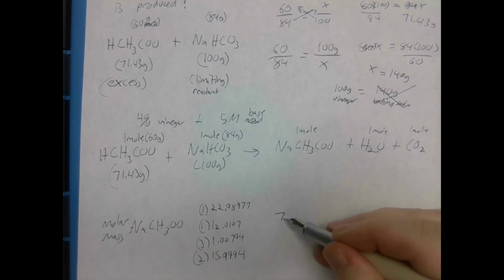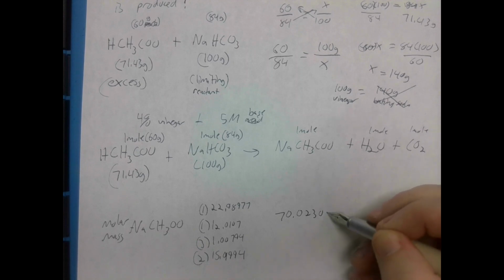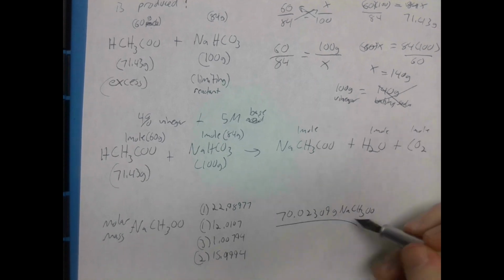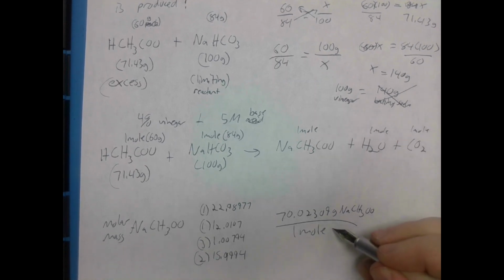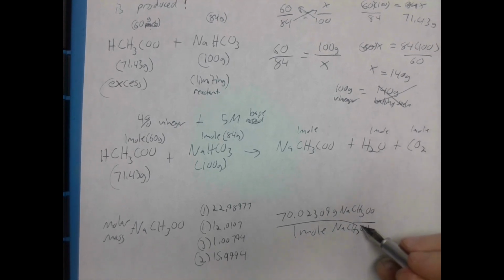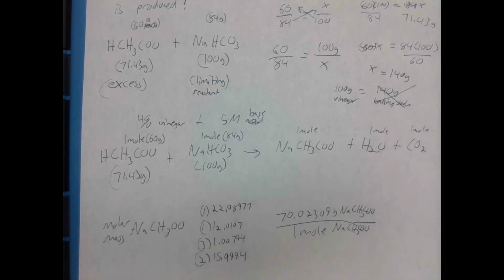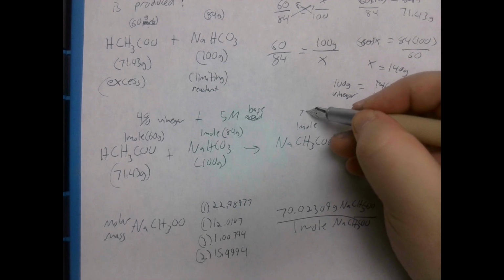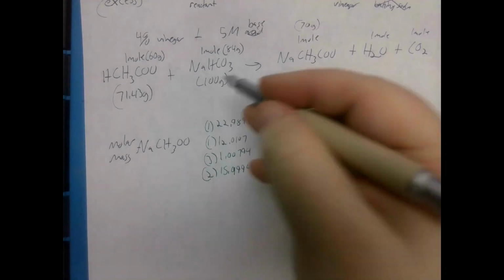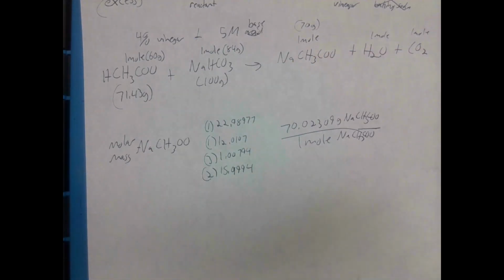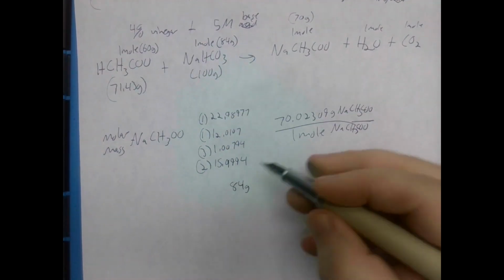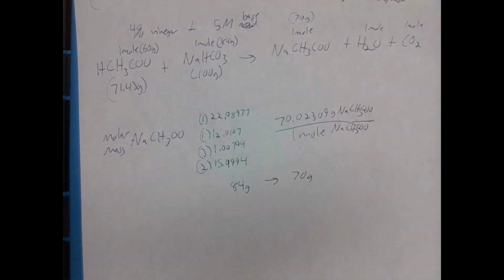So the molar mass is 70.02309 grams per 1 mole of NaCH3OO. There's another carbon in there. So we have a ratio here too. 70 grams about. So we can use related ratios to solve this problem. And that's mostly what this is. So if it's 84 grams, gives us 70 grams of this.